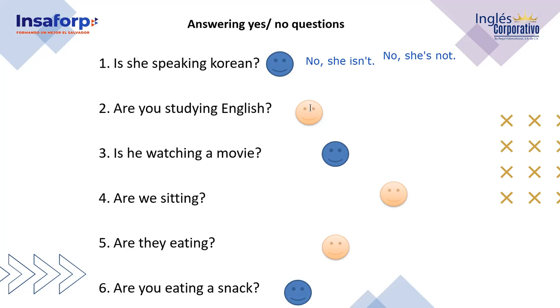Let's go to the next one. Are you studying English? Affirmative answer. Yes, I am. Let's go to the next. Is he watching a movie? No, he isn't. Okay. What's the other option? No, he's not. Okay, that's excellent. No, he is not. No, he isn't. No, he's not. Are we sitting? What's the answer?